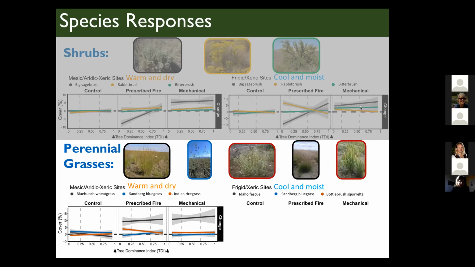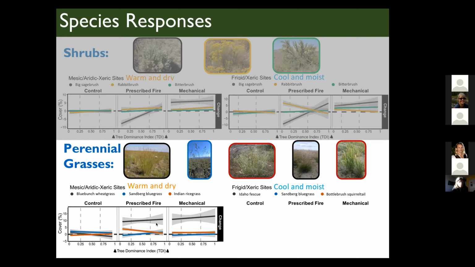And lastly, but not least, perennial grasses. So the perennial grass species varied depending if we were at the warm and dry sites or the cool and moist sites. So at the warm and dry sites, we have bluebunch wheatgrass in black, Sandberg bluegrass in blue, and then Indian ricegrass in red.